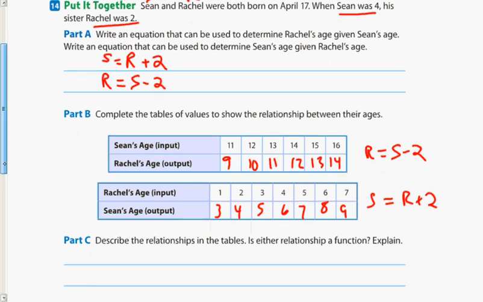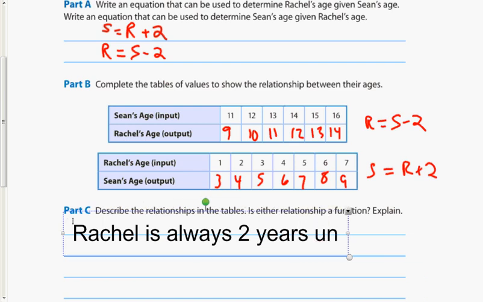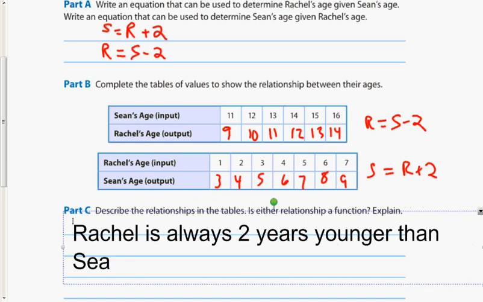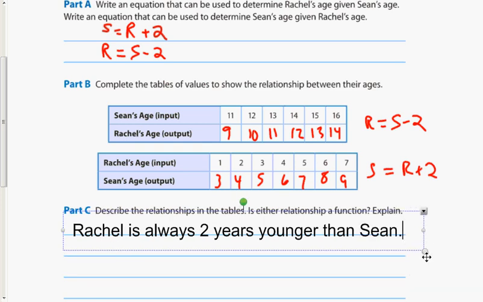Now, part C says describe the relationships in the tables. Is either relationship a function? Explain. Well, it's described in what they are. Rachel is always 2 years younger than Sean. I'm going to type this one again. So that's one of them. And if you look at the reverse, Sean is always 2 years older than Rachel.